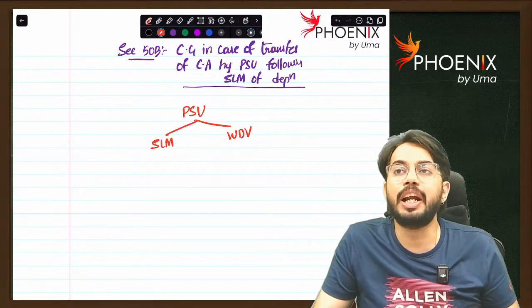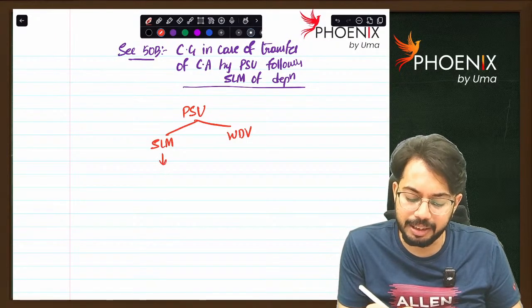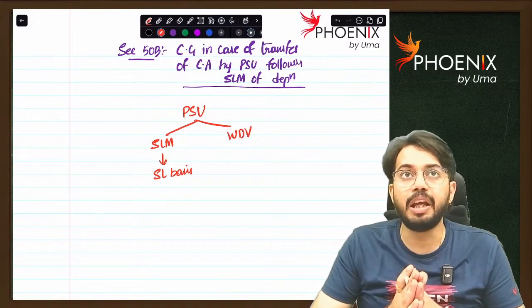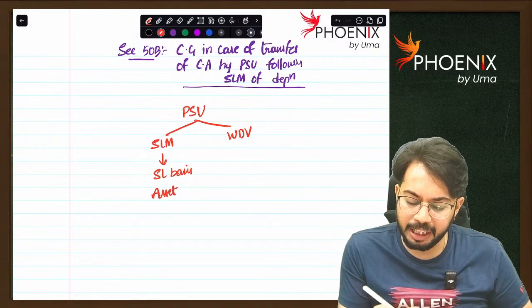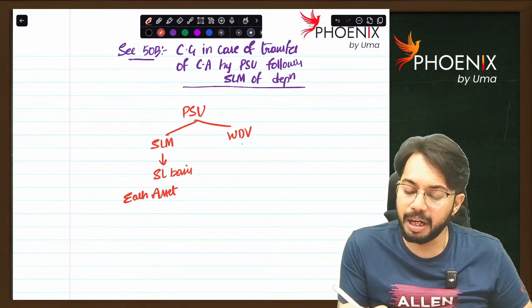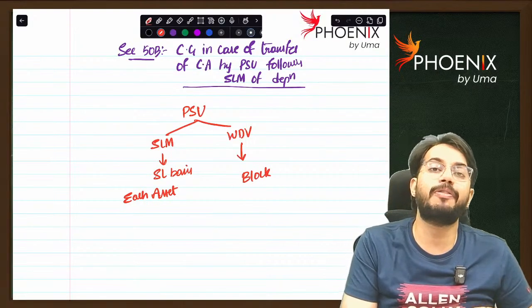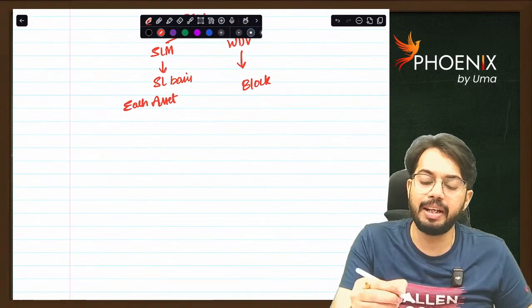If they follow the straight line method, they need to calculate depreciation on a straight line basis. See, if they follow the straight line method, they will calculate depreciation for each asset independently. But if they follow written down value, they need to calculate depreciation for a group of assets, which is also called a block. Okay, I will take one example.